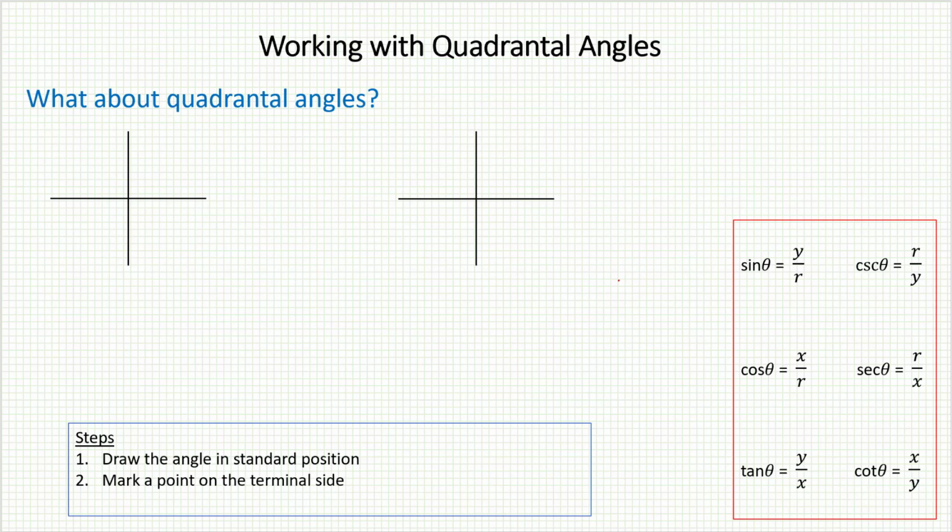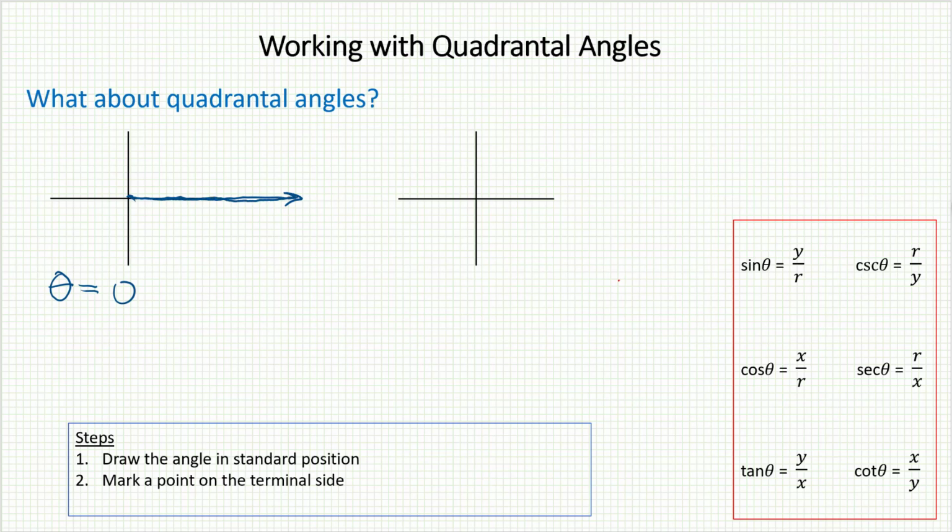Working with quadrantal angles. So what if we had a quadrantal angle and we wanted to try to apply these new definitions? Let's take, for example, theta equals 0 radians. Well, if I try to draw that in standard position, here's the initial side, and of course the terminal side is laying right on top of it.